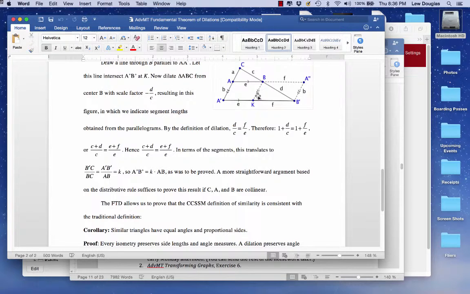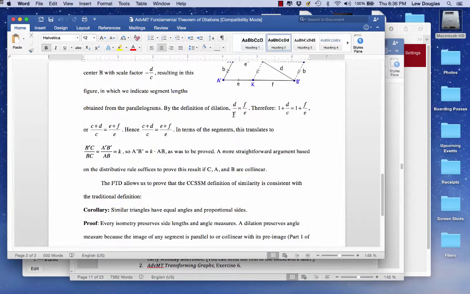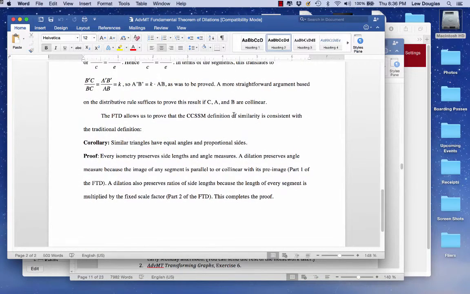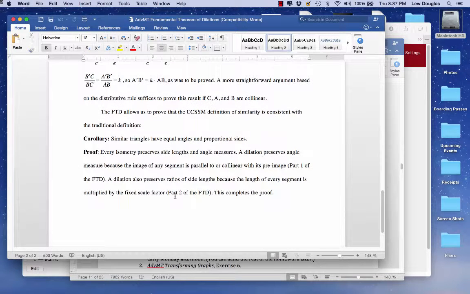Because when you do a dilation, any side gets stretched by the same factor. Any segment doesn't have to be collinear with the center. And here's a quick proof. Every isometry preserves side lengths and angle measures because similar means a composition of isometries and one or more dilations. One is enough. A dilation preserves angle measure because the image of any segment is parallel or collinear with its pre-image. So a dilation also preserves ratio of sides because the length of every segment is multiplied by the fixed scale factor. So this completes the proof.